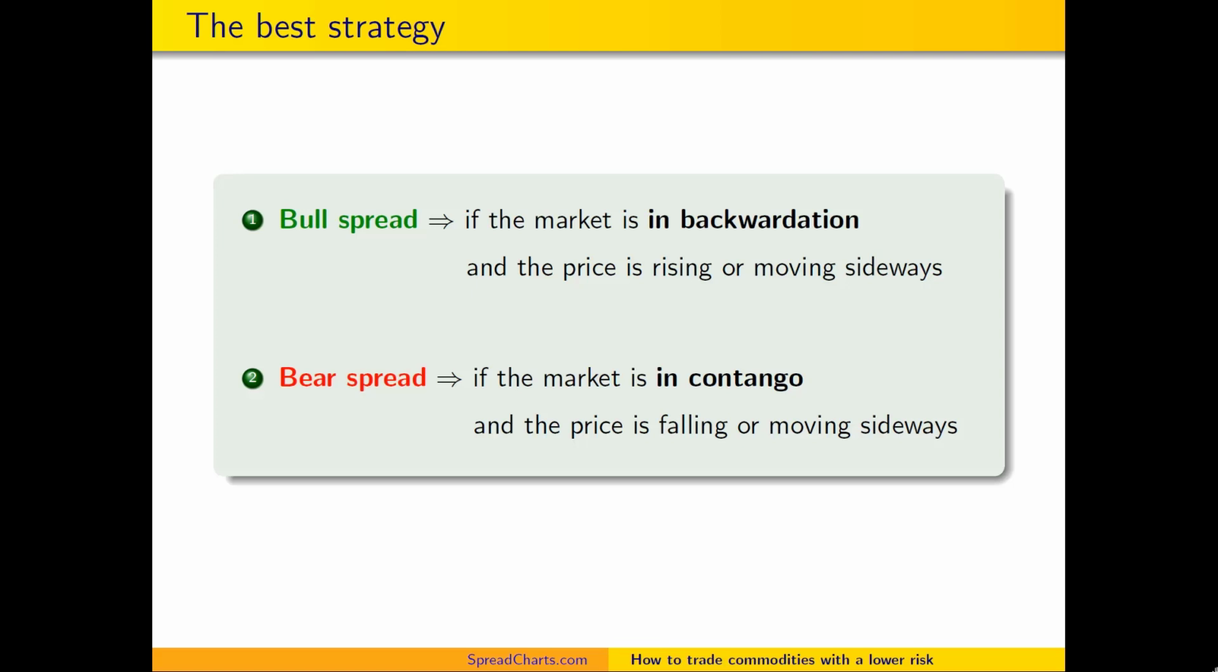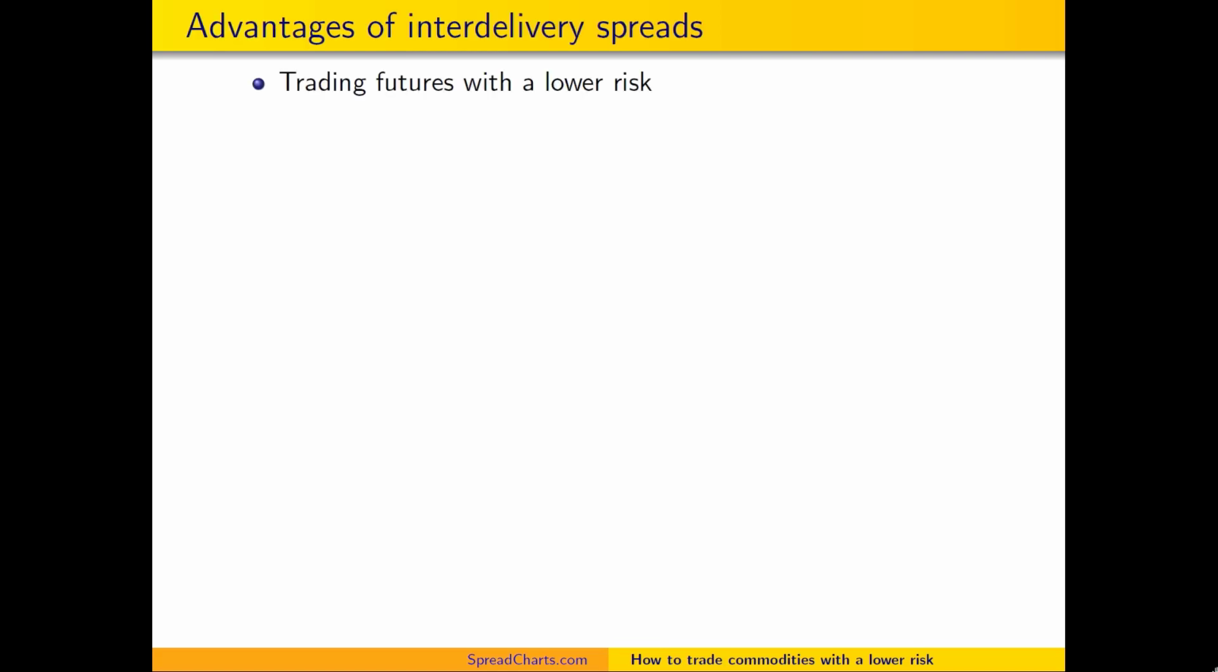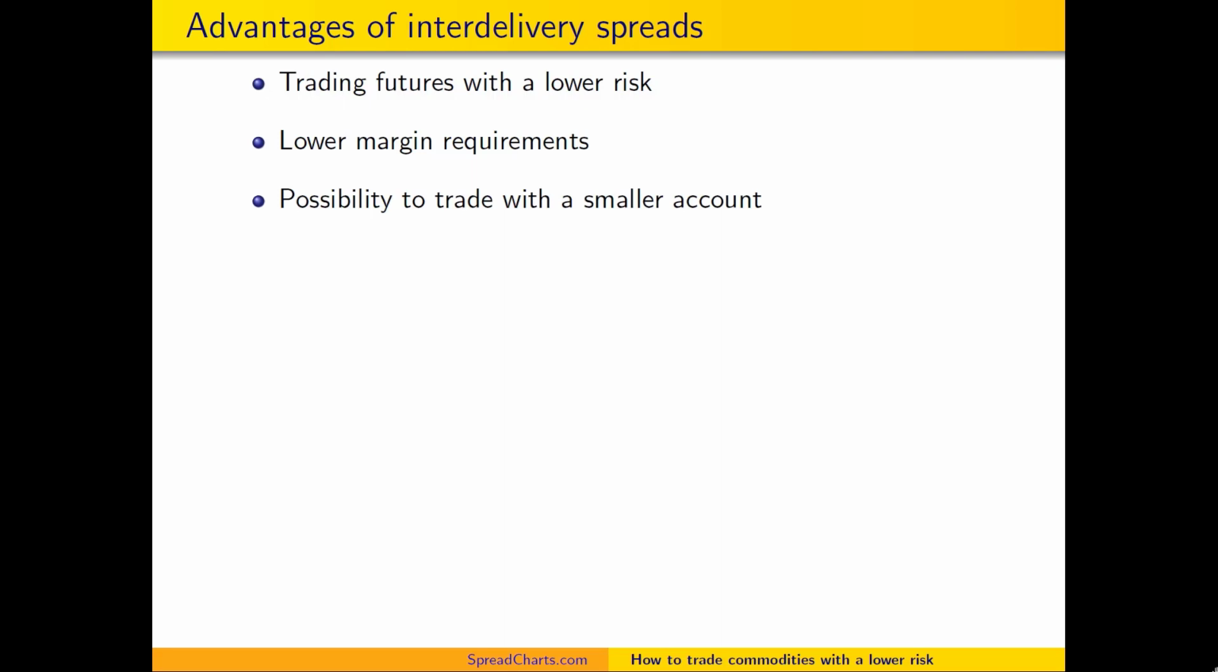And we are approaching the end of this lesson, so let's summarize the advantages of interdelivery spreads. They allow us to trade commodities with much lower risk compared to outright futures. The margin blocked by the broker is also significantly lower for interdelivery spreads. All of this means a smaller account is required to trade spreads.